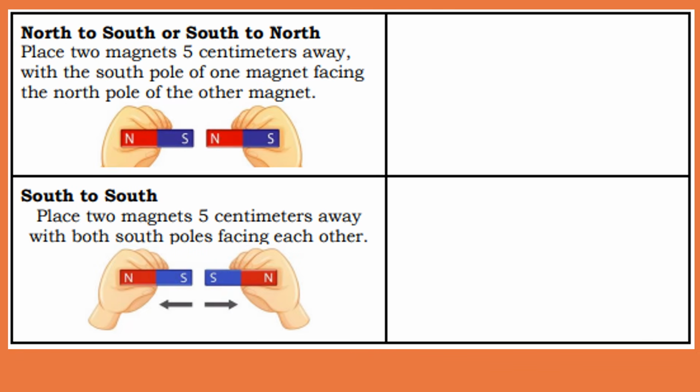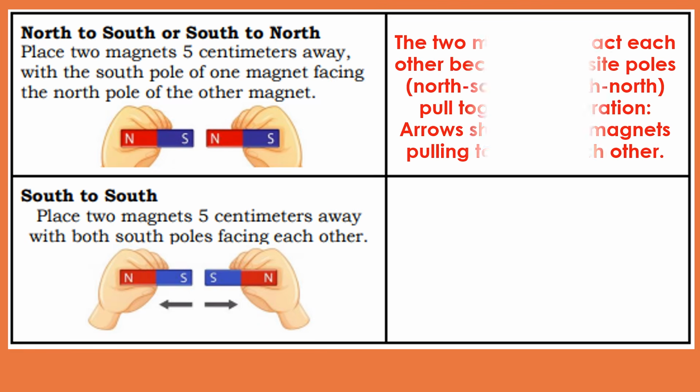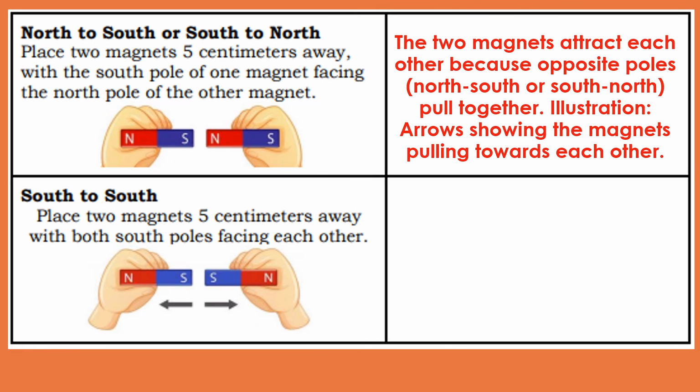Third is north to south or south to north. Place two magnets 5 centimeters away with the south pole of one magnet facing the north pole of the other magnet. The answer? The two magnets attract each other because opposite poles, north-south or south-north, pull together. The illustration: arrows showing the magnets pulling towards each other.